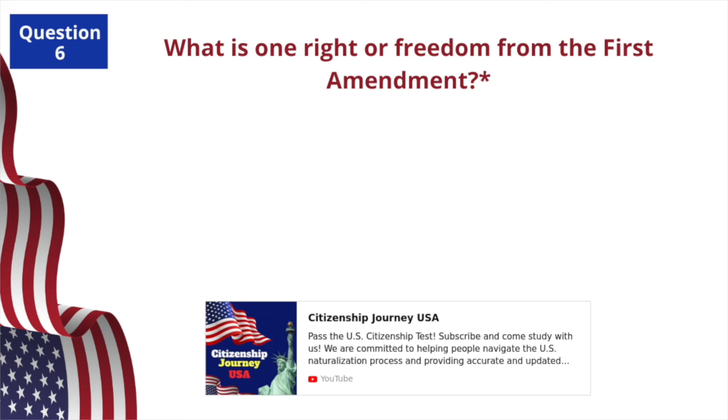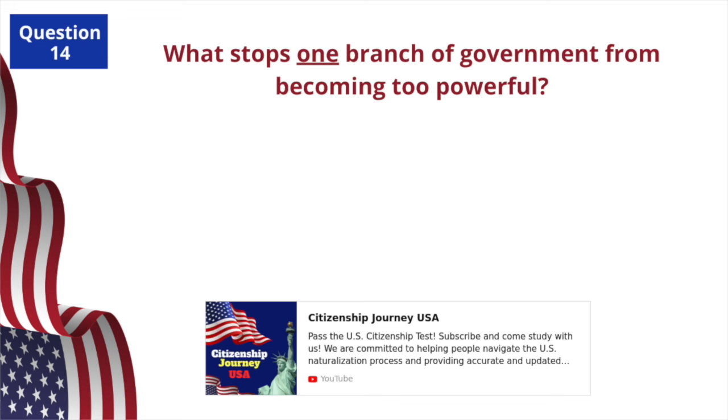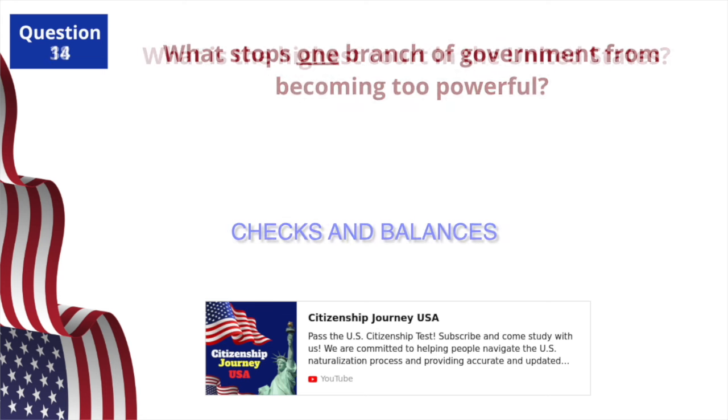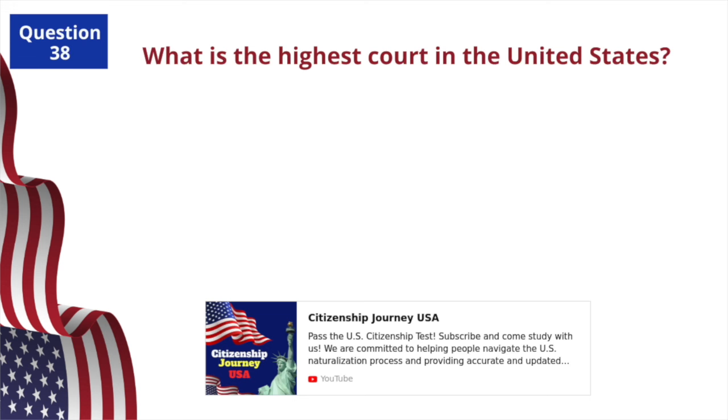What is one right or freedom from the First Amendment? Speech. What stops one branch of government from becoming too powerful? Checks and balances. What is the highest court in the United States? The Supreme Court.